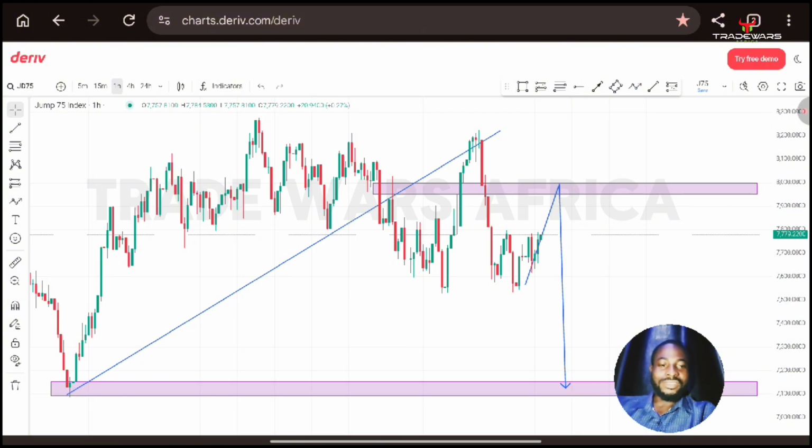So this is just an overview of the markets I've been looking at, and you can see from the first to the second to the third, it's a long ride.